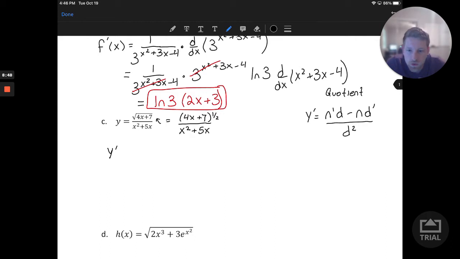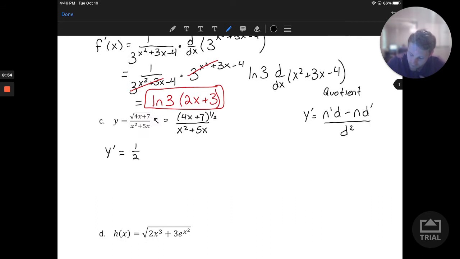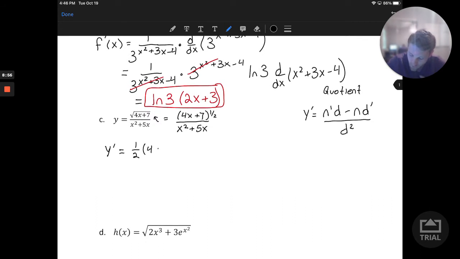So here, let's take that same application, y prime here. We'll start with the numerator prime. In this case, that's going to be 1/2 times 4x plus 7 raised to the negative 1/2 times, this is a chain rule, we'd want to take the inner derivative, and that inner derivative is the derivative of 4x plus 7. So that would be a 4. So that's the derivative of my numerator.